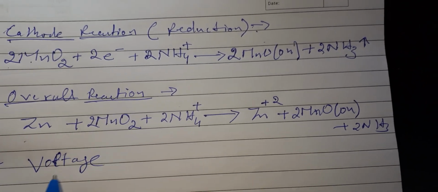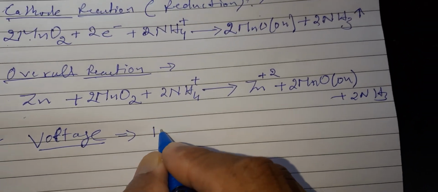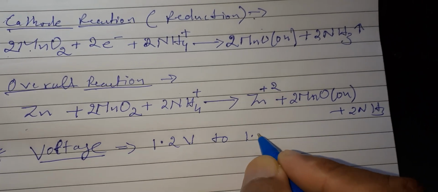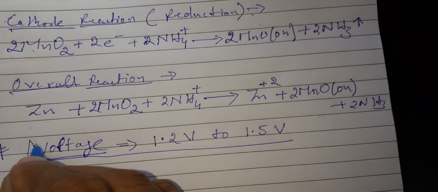Commonly used dry cells give a voltage ranging between 1.2 volt to 1.5 volt. So this is the voltage obtainable from the dry cells.